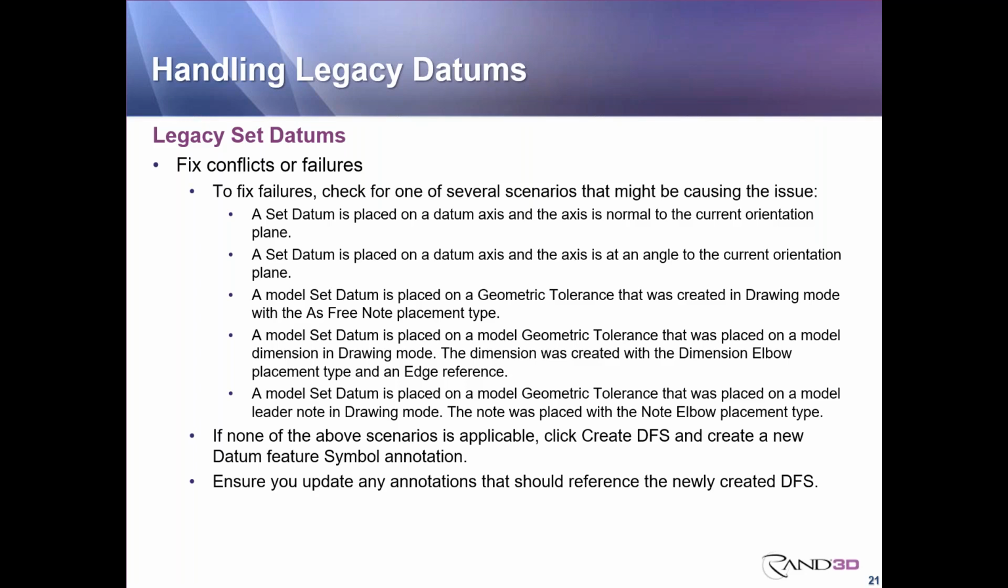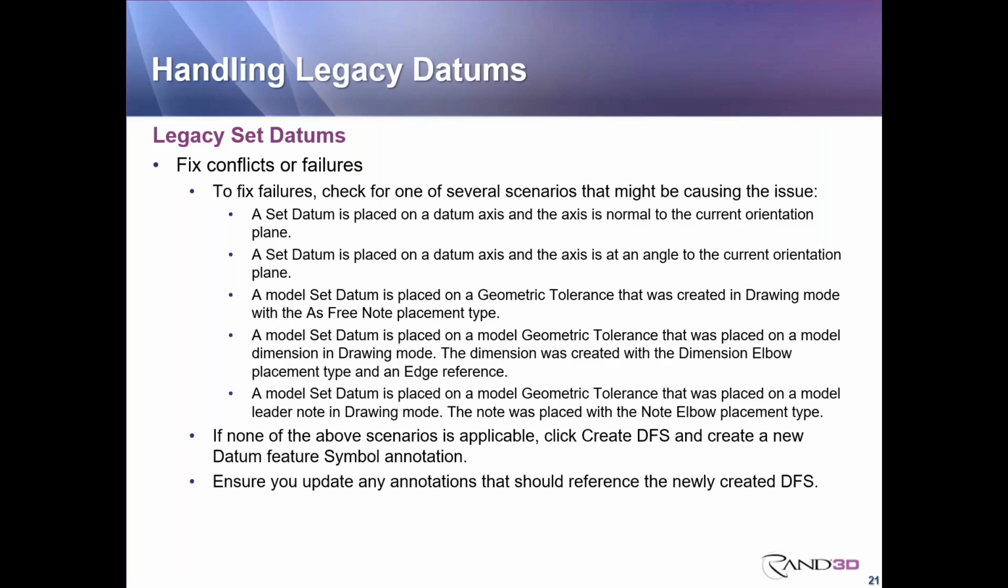There is another scenario mentioned. If a model set datum is placed on a model geometric tolerance that was placed on a model leader note in the drawing environment, and the note was placed with the note elbow placement type, that geometric tolerance is going to fail to convert because it was created on a model leader note in the drawing environment. So that does not have any reference to the model. So the software is going to treat it again as a draft geometric tolerance in the model environment.